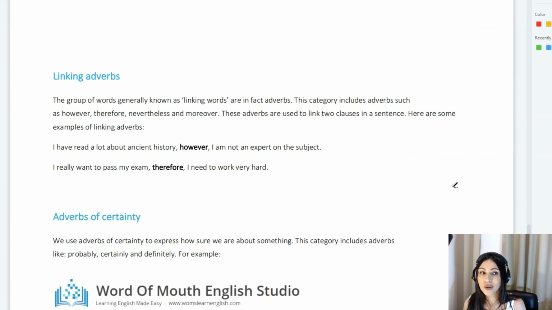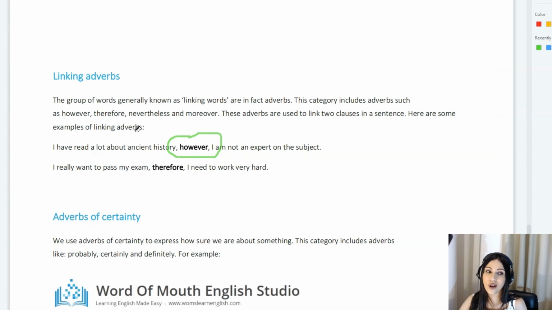There are also what we call linking adverbs, which are generally known as linking words. Okay, now they include adverbs such as however, therefore, nevertheless, and moreover, which a lot of our learners learn at B2 upper intermediate levels. Now, these adverbs usually link two clauses in a sentence. Okay, so they're used in the middle here, but you can also use however at the beginning of a sentence, and it still links two clauses together.